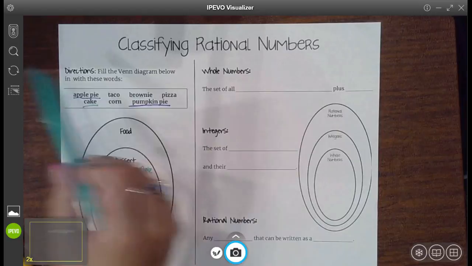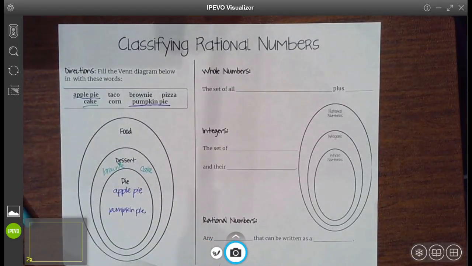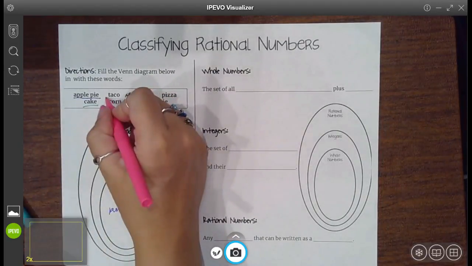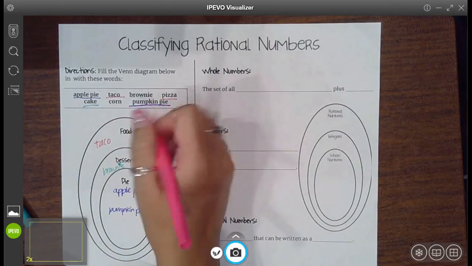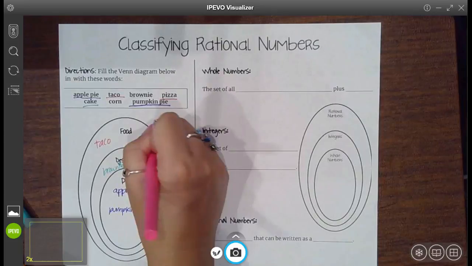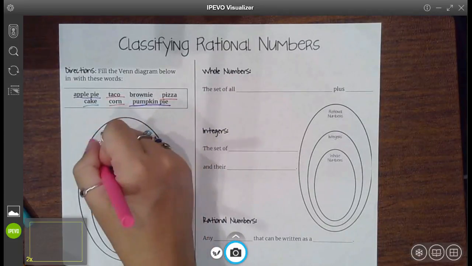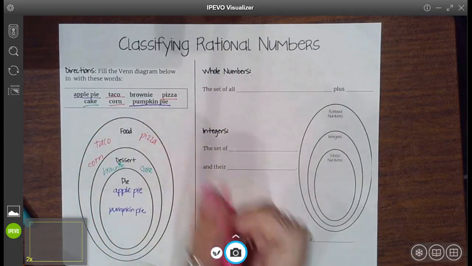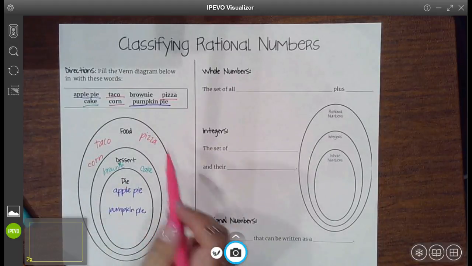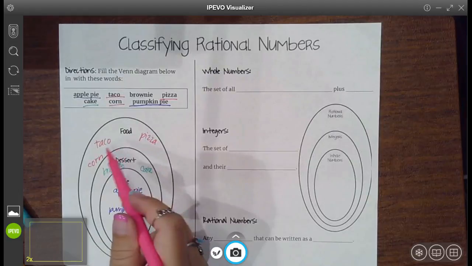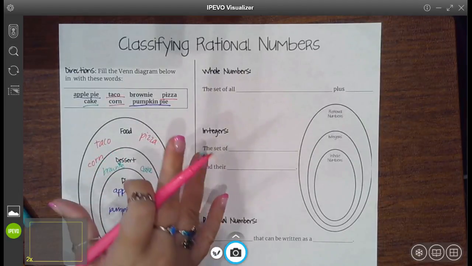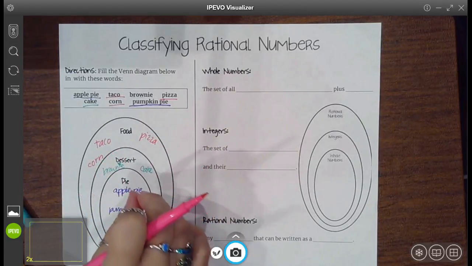All that's left are types of food, right? So let's go ahead and put taco in here. And pizza, it's a type of food. And corn, that's a type of food as well. Now everything in all of these circles is food, right? Apple pie and pumpkin pie are food, brownie and cake are food, pizza, taco, corn are food. But I'm getting more and more specific as I go in.